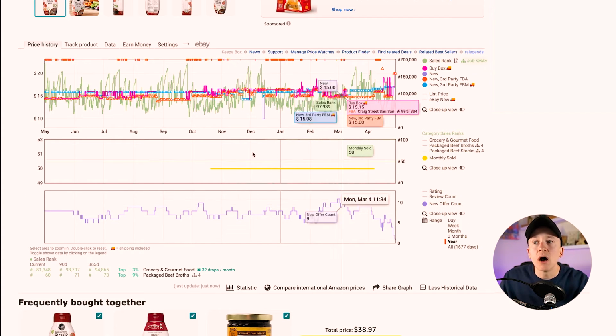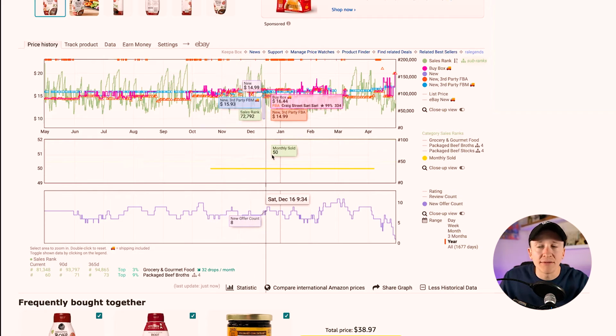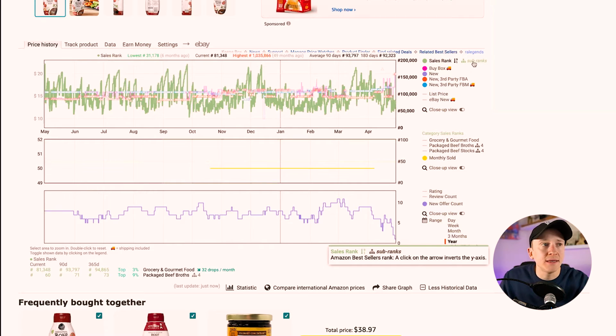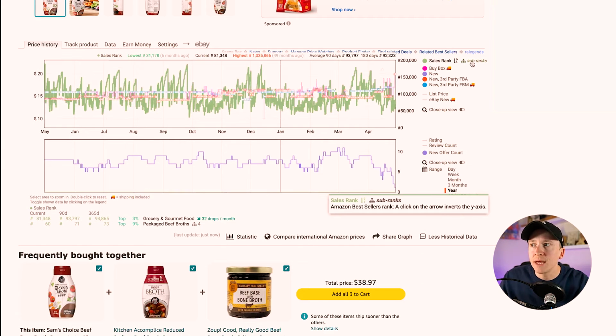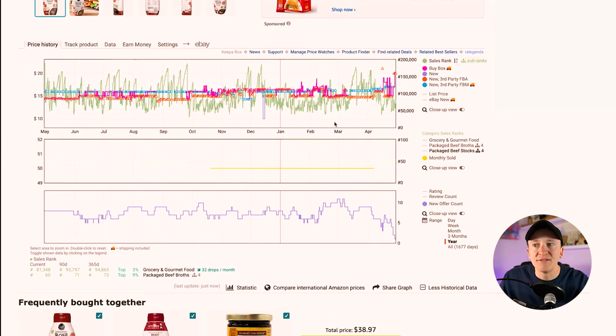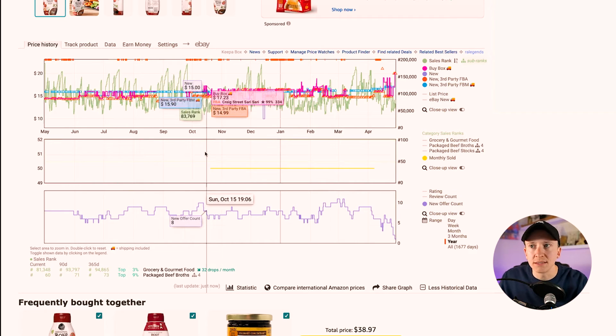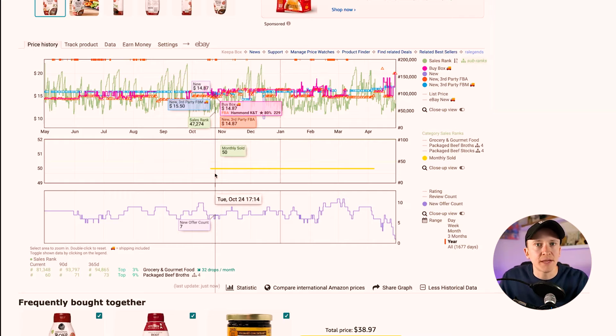Also, if you're not seeing this middle graph right here, these would be controlled by this sub rank section. So you can click that, that will go away, and you can just click that again to have that show up for you. So we want to make sure that we're seeing all three of these boxes at this point, because it gives us all the information that we need to make the best purchasing decisions possible.